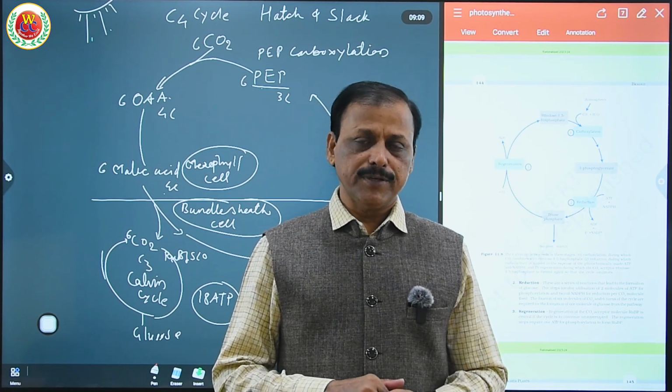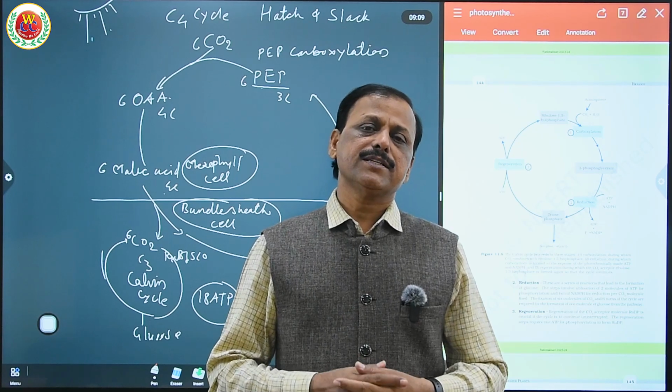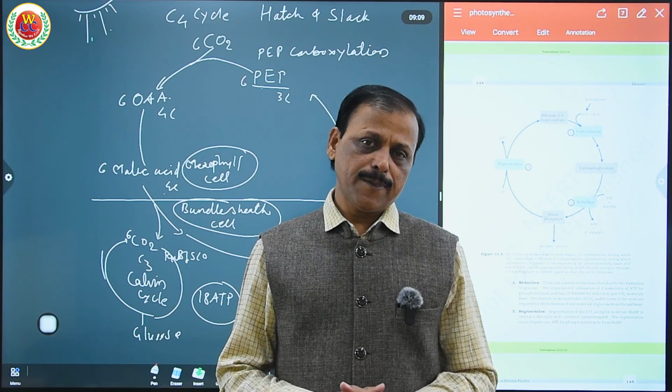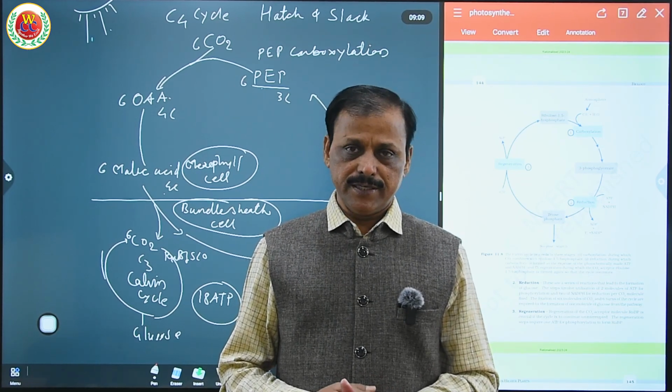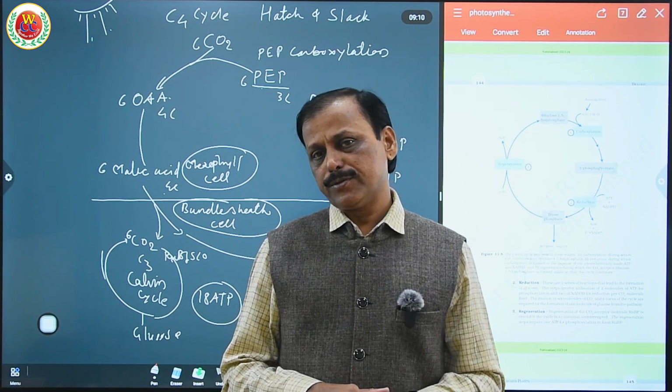So be prepared with the C3 and C4 cycle. For 5 marks, a question can be asked: what is the Calvin cycle? Explain it with a schematic flowchart. What is the C4 cycle? Explain it with a schematic flowchart, as well as distinguish between the C3 and C4 cycle. These are the common questions.